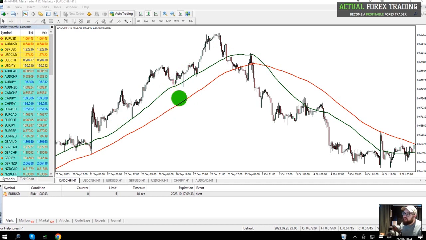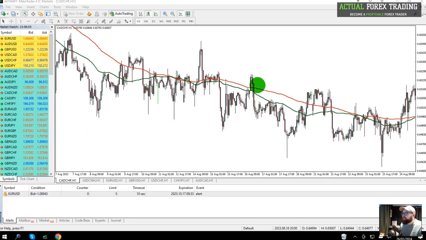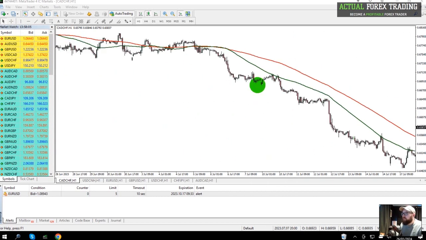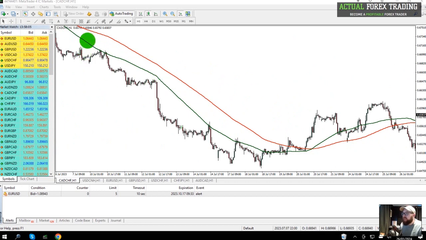The faster is above the slower, the green is above the red. They cross over here, so the red moves above the green, the slower is above the faster. So we have an uptrend becoming a downtrend. Look at that. Let's find some more. So same sort of thing here, downtrend, red above the green. They get tighter and tighter, they cross over.